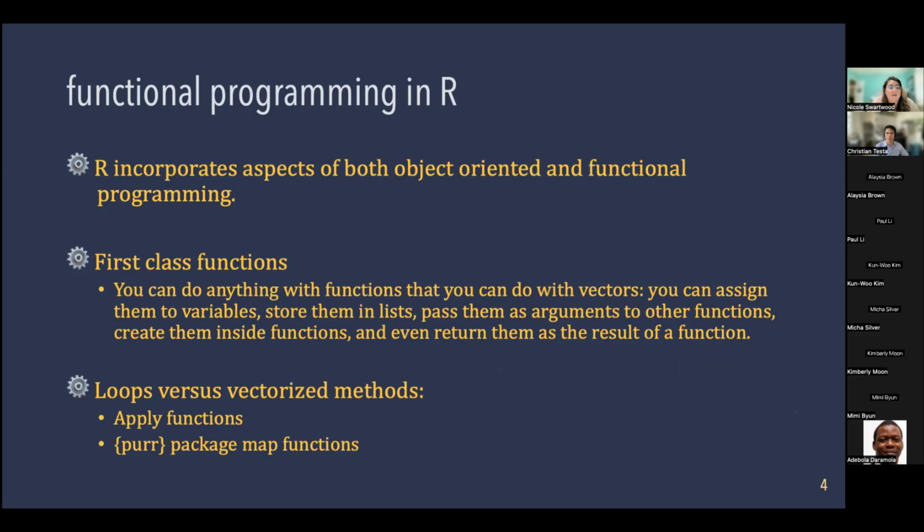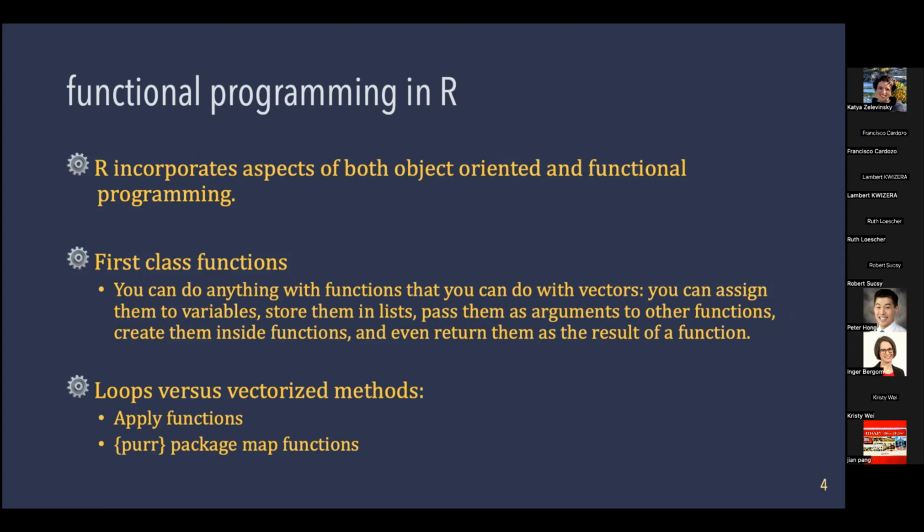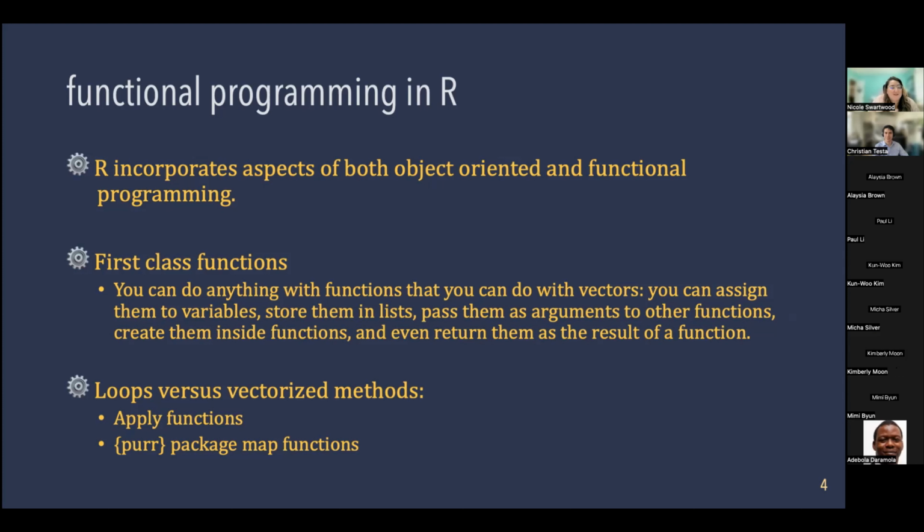R itself incorporates aspects of both object-oriented and functional programming. In R, it's important to know that functions are first-class objects, which means you can essentially do anything with functions in R that you could do with data structures. You can assign them to variables, you can store them in lists, pass them as arguments to other functions, or create them inside functions, and even return them as a result of a function. And as such, we can leverage that to create more efficient workflows. And one of these ways to do that is to use these methods we'll be talking about today as opposed to loops.